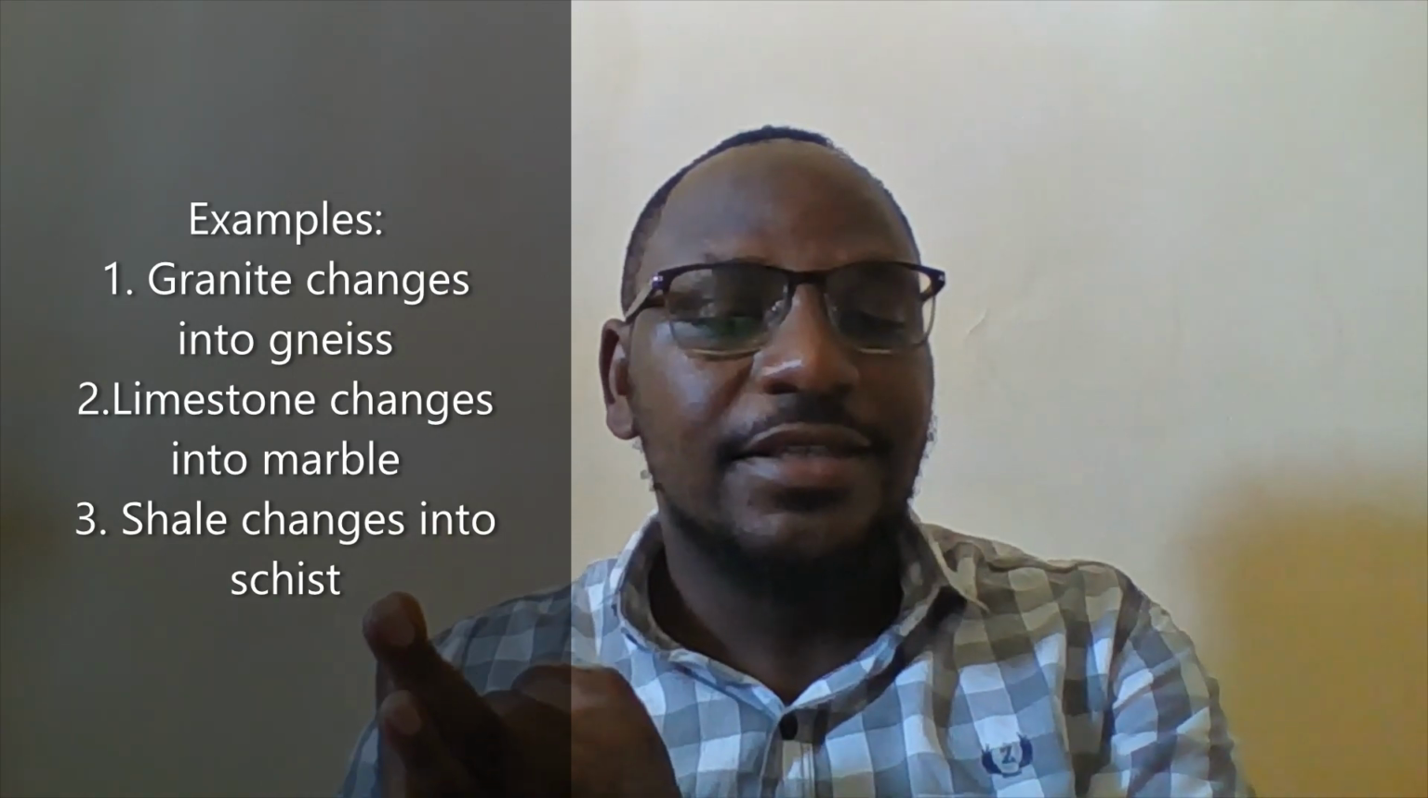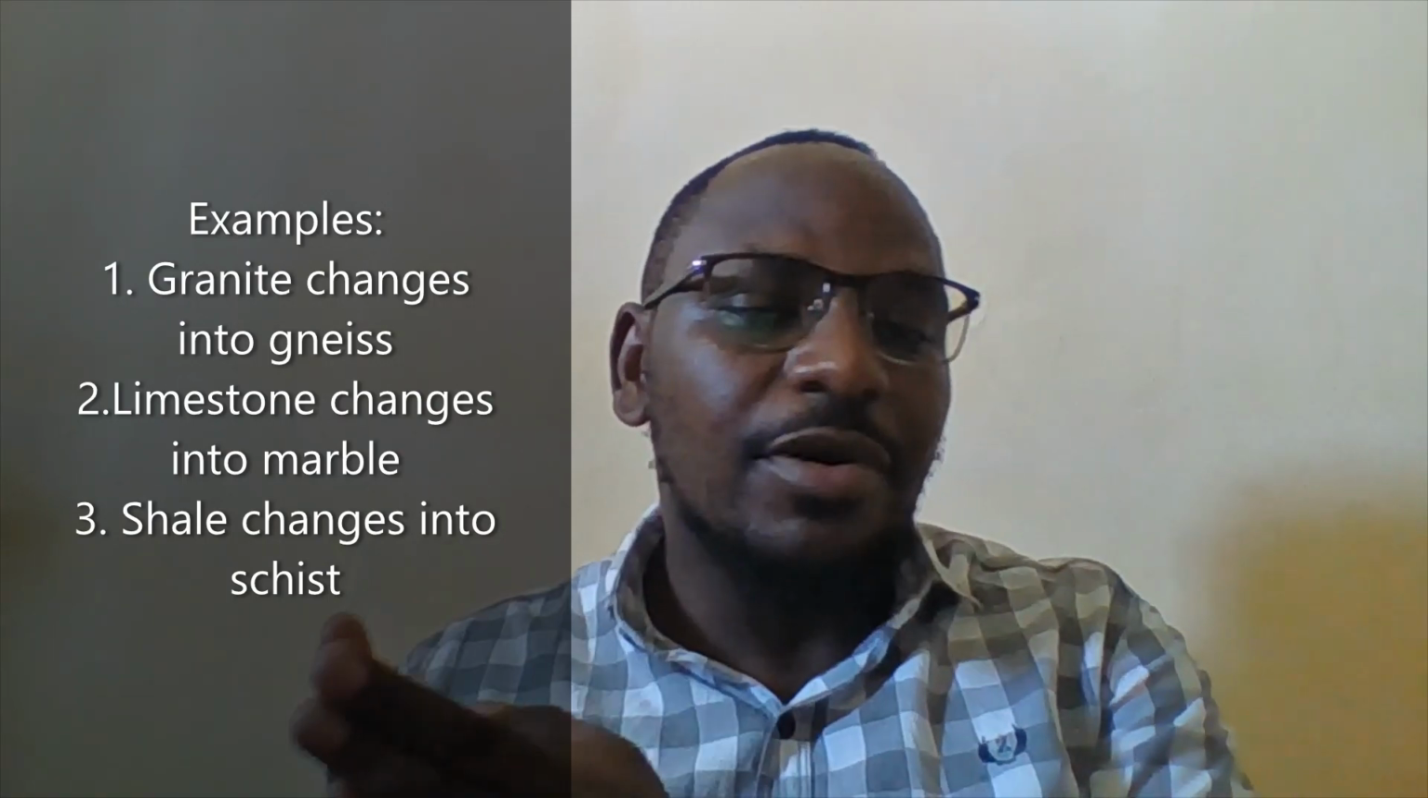For metamorphic rocks, the examples will just be derived from the existing rock. That's why we have a parent rock and a metamorphic rock. For example, granite, which is an intrusive igneous rock or a plutonic rock, if it is metamorphosed, it changes to gneiss. When we have limestone being metamorphosed, it will change to marble. When we have shale metamorphosed, it changes into schist. And that's how we get metamorphic rocks from the original or existing rocks. And that's how we classify the rocks.